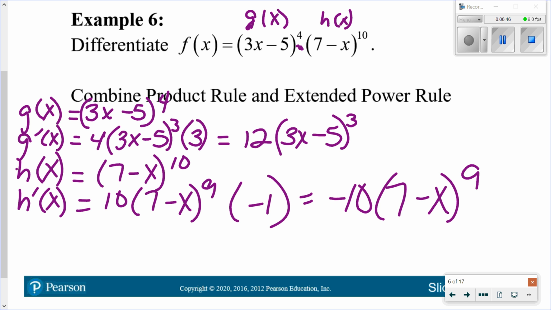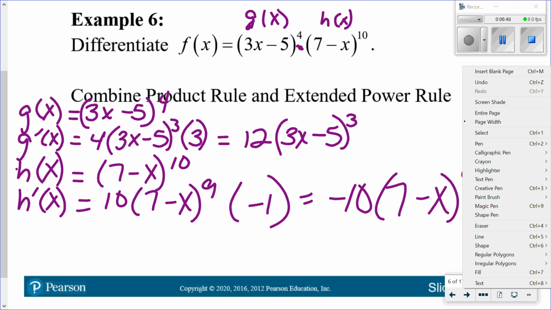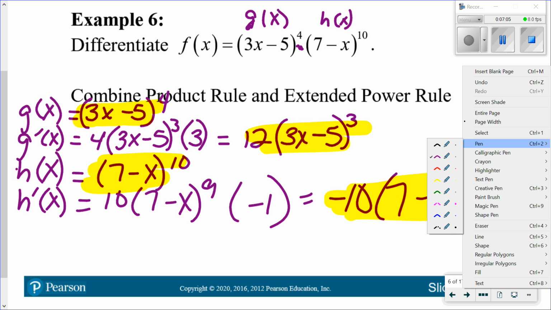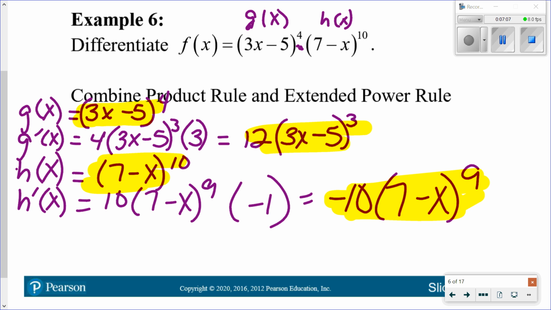All right, so the four things we have, let's go ahead and highlight those. So we have G prime, H prime. We used the power rule, the extended power rule, to get both our G prime and our H prime. Now let's put all that together in our product rule.